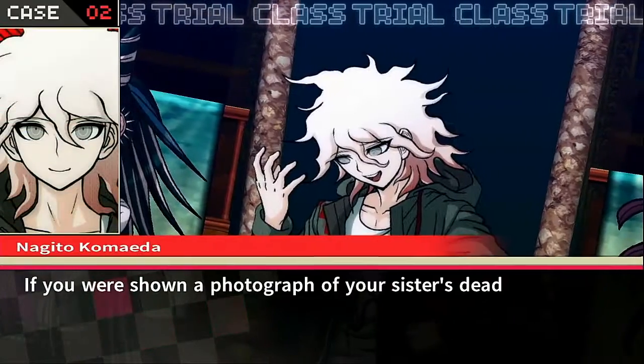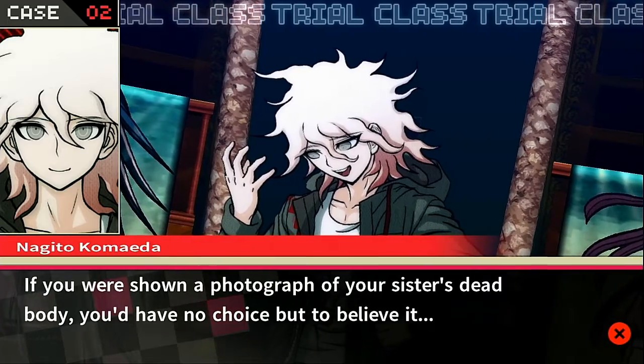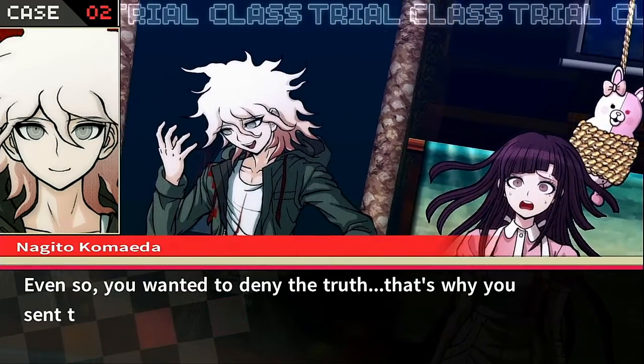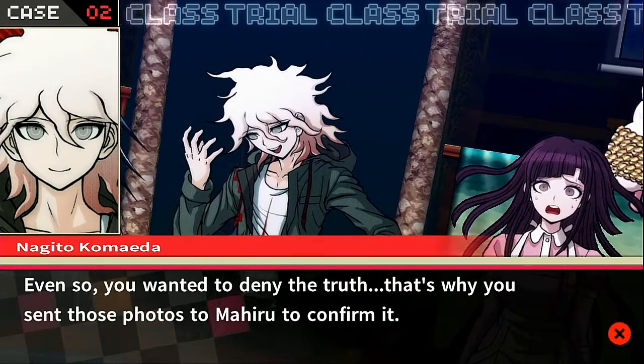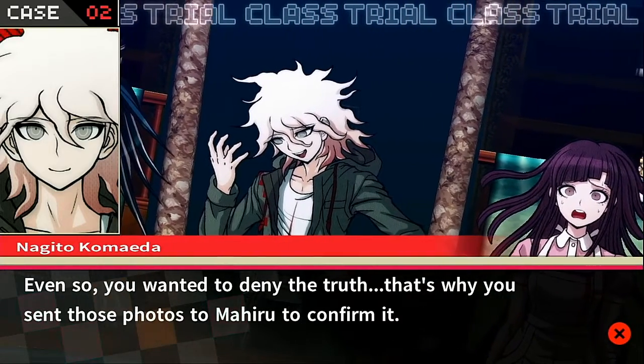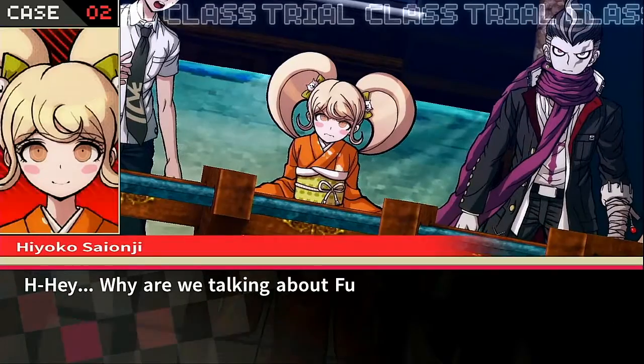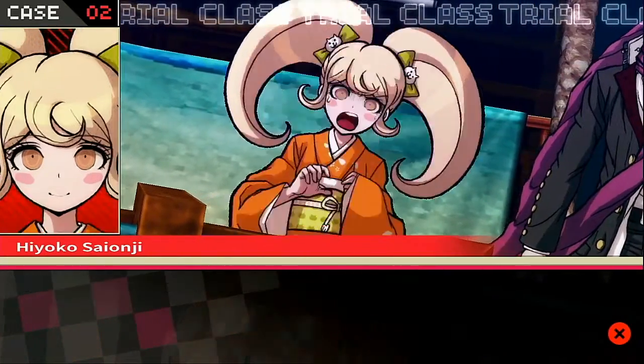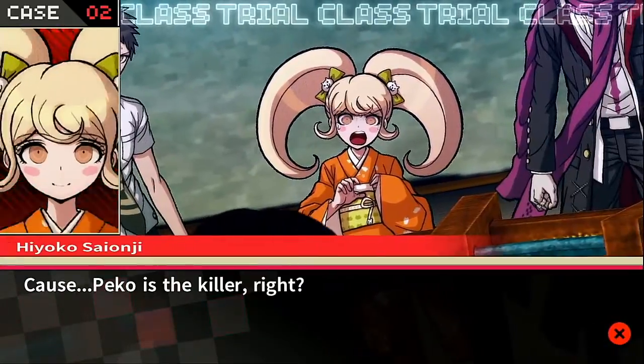If you were shown a photograph of your sister's dead body, you'd have no choice but to believe it. Even so, you wanted to deny the truth. That's why you sent those photos to Mahiru to confirm it. Hey! Why are we talking about Fuyuhiko? Who cares? 'Cause Peko is the killer, right?